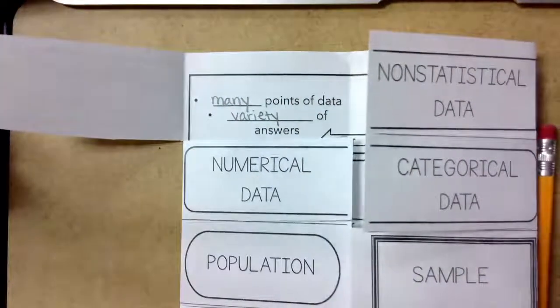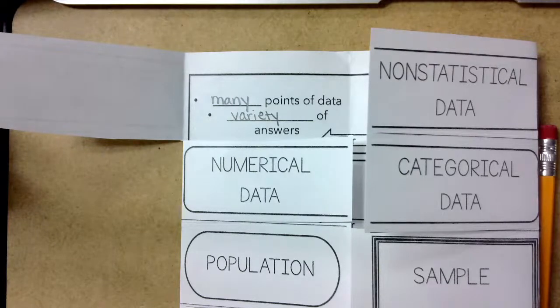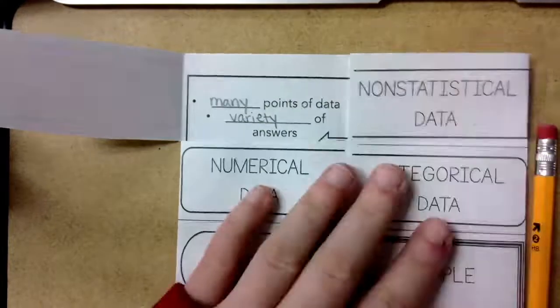Okay, non-statistical. What is that prefix in non-statistical? Non. And what does non tell us? Not. So, if something is statistical, it means that there's many points of data, there's a variety of answers. Not statistical means how many answers are there going to be? Just one answer.